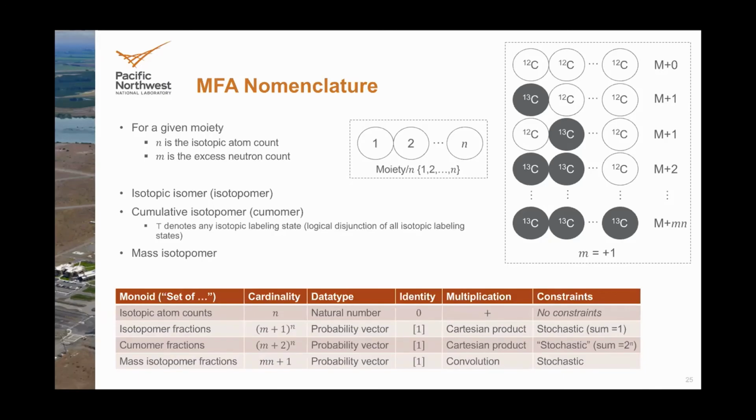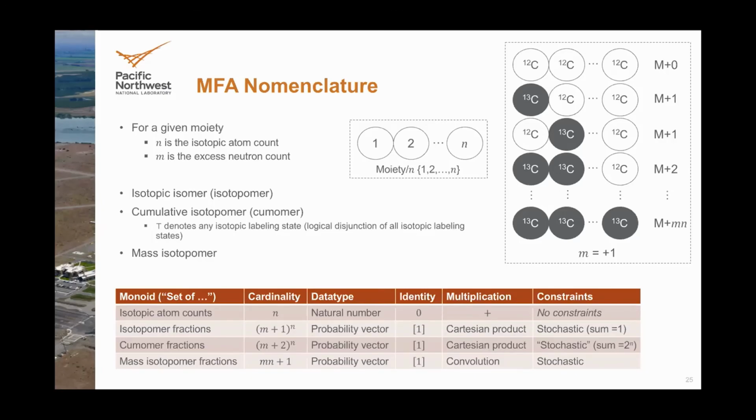What I've also done on the right-hand side is write the total number of excess neutrons in that isotopomer. And you can see that some isotopomers have the same number of excess neutrons. This is very important because when you take, for example, a mass spectrum and you're looking at the mass to charge ratio, you may see that a single peak is contributed to by more than one isotopomer. And it's important to understand that.